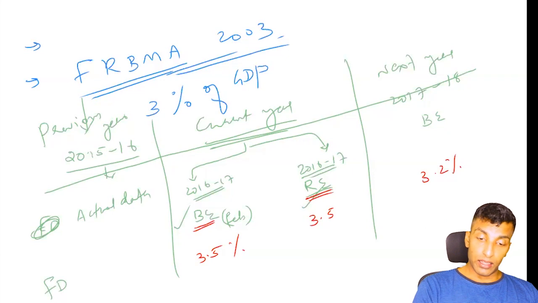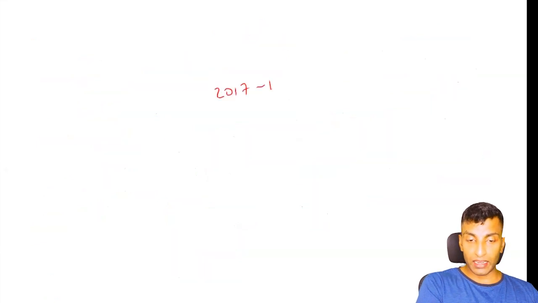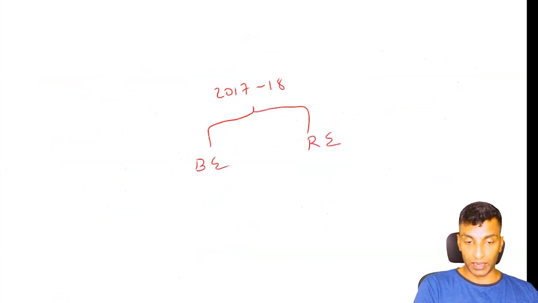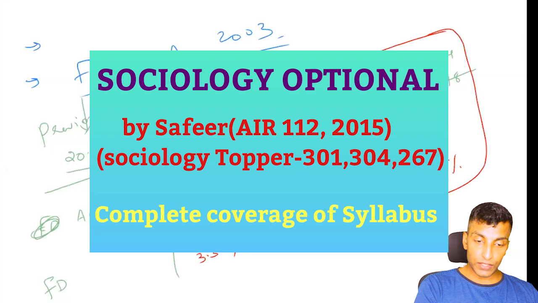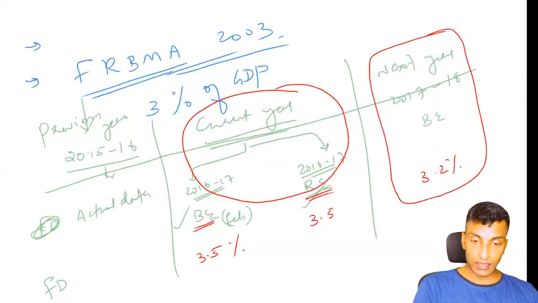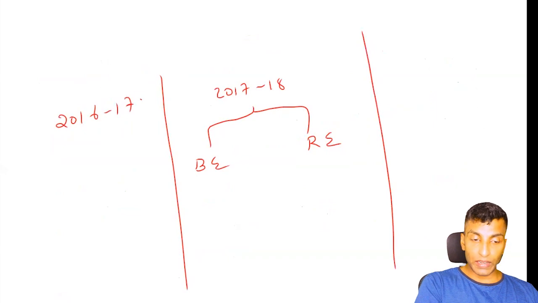Now see here, next year what will happen? This will become the current year, right? Next year this will become the current year. So what will come in the middle? 2017-18, and in that there will be a budget estimate and a revised estimate. And then this will become the previous year. So 2016-17 will become the previous year, and here you will get the actual data. This is the previous year, this is the current year.